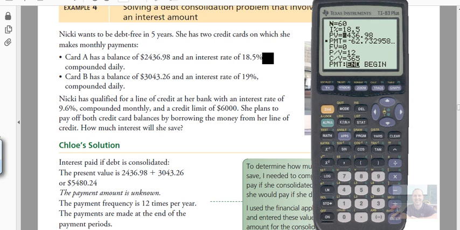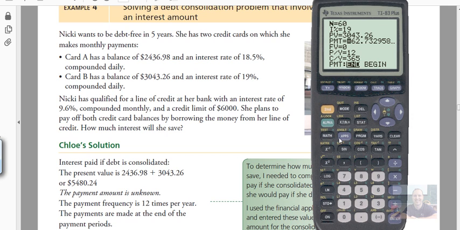Okay, if you're working on credit card B here, if you need to see this again, 3043.26 is the present value. Interest rate of 19%. Still 60 because she wants to be debt-free in 5 years, so monthly payments. So still 60 payments, right? Everything else is the same, compounded daily.